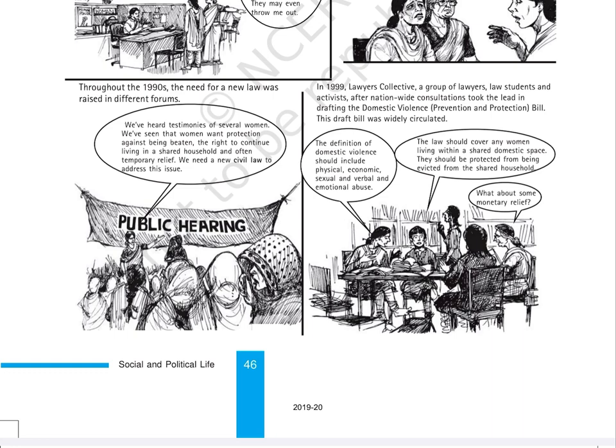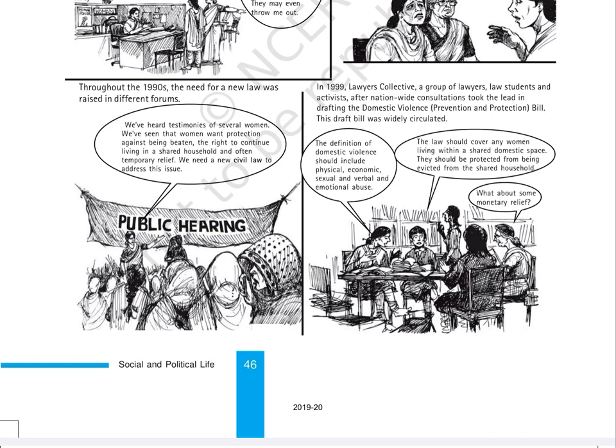In 1999, Lawyers Collective, a group of lawyers, law students, and activists, after nationwide consultations, took the lead in drafting the Domestic Violence Prevention and Protection Bill. This draft bill was widely circulated. The definition of domestic violence should include physical, economical, sexual, and verbal emotional abuse.